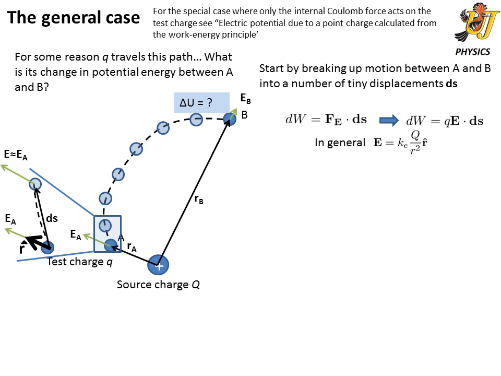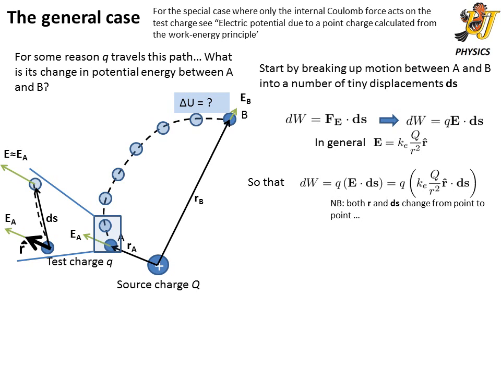In general, for a point charge, we know that the electric field it produces is given by this expression, which gives us a new expression for the amount of work done on the test charge for the displacement ds. This expression is complicated because the dot product between r hat and ds changes for different points on the path. So let's look at the dot product more closely and see if we cannot reduce it to a shape that is more easily handled.